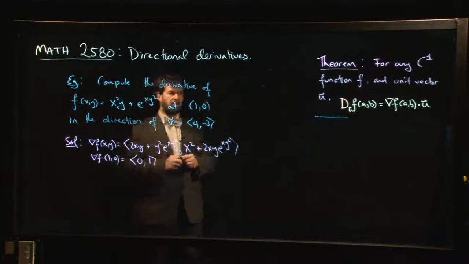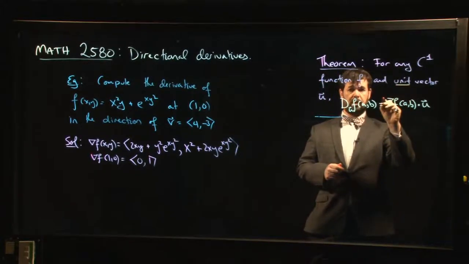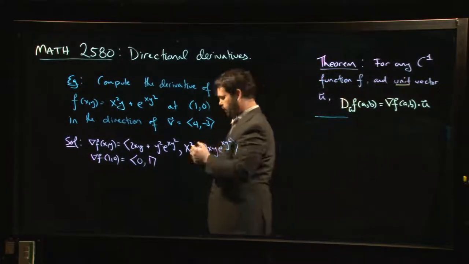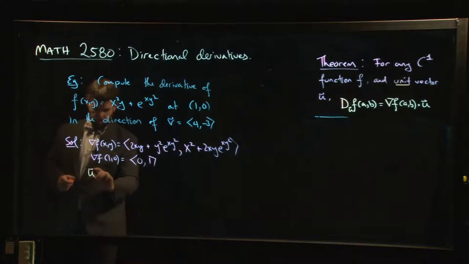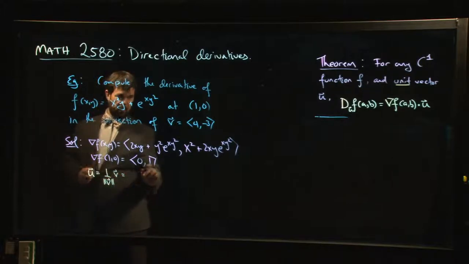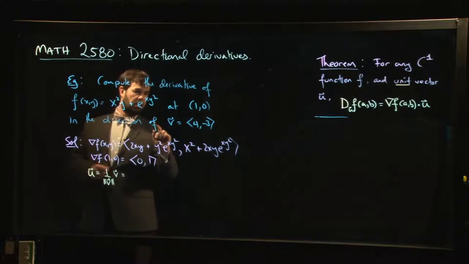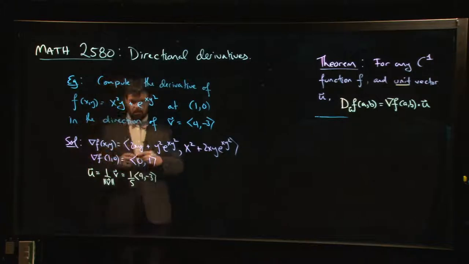All right. Next ingredient. Well, there's one thing you've got to be a little bit cautious of, right? You need a unit vector. So we don't have a unit vector yet, so let's construct one. u is going to be 1 over the magnitude of v times v. So 4 squared plus (-3) squared, that's 25. Square root of 25 gives me 1 over 5, right? Our good old 3, 4, 5 rule. 1 over 5 times (4, -3).